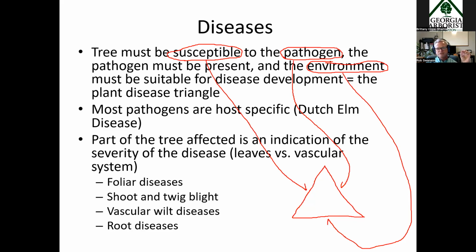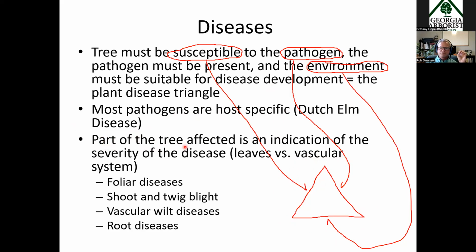Most pathogens are host specific, meaning that Dutch elm disease is just going to impact things in the elm family. Oak wilt pretty much just impacts things in the oak family, though you can also find something similar to oak wilt in the wine industry that attacks the grapevines.